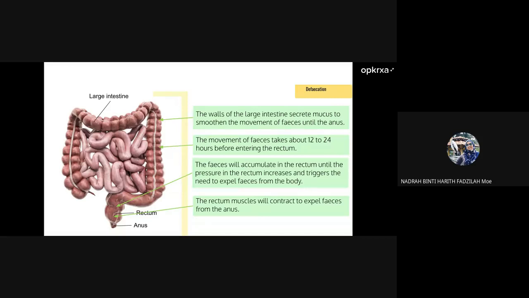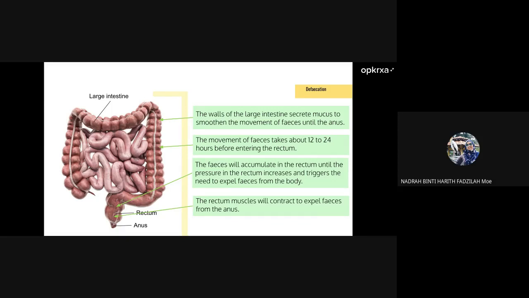Dalam permukaan rectum ni, there are nerve fibers dekat situ. Ada banyak saraf kat situ yang detect rectum ni penuh ke tak penuh. So bila rectum tu penuh, it will signal the brain yang menghadirkan quote-unquote perasaan tu lah. Perasaan nak pergi tandas tu lah. Okay.